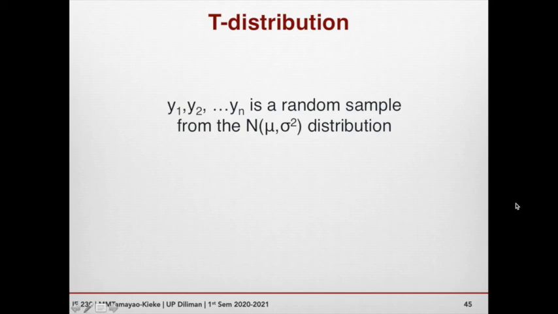Now, if y1, y2 to yn is a random sample from a normally distributed population with mean mu and variance sigma squared, then the random variable t, shown here, follows a t distribution with n minus 1 degrees of freedom. Now, you will see this again when we talk about hypothesis testing.